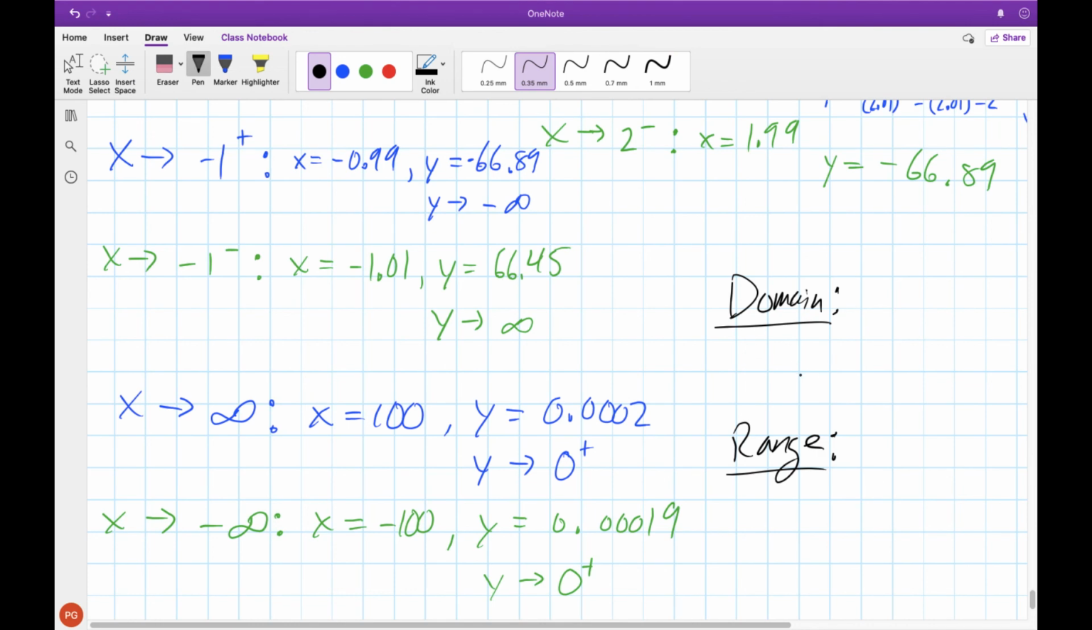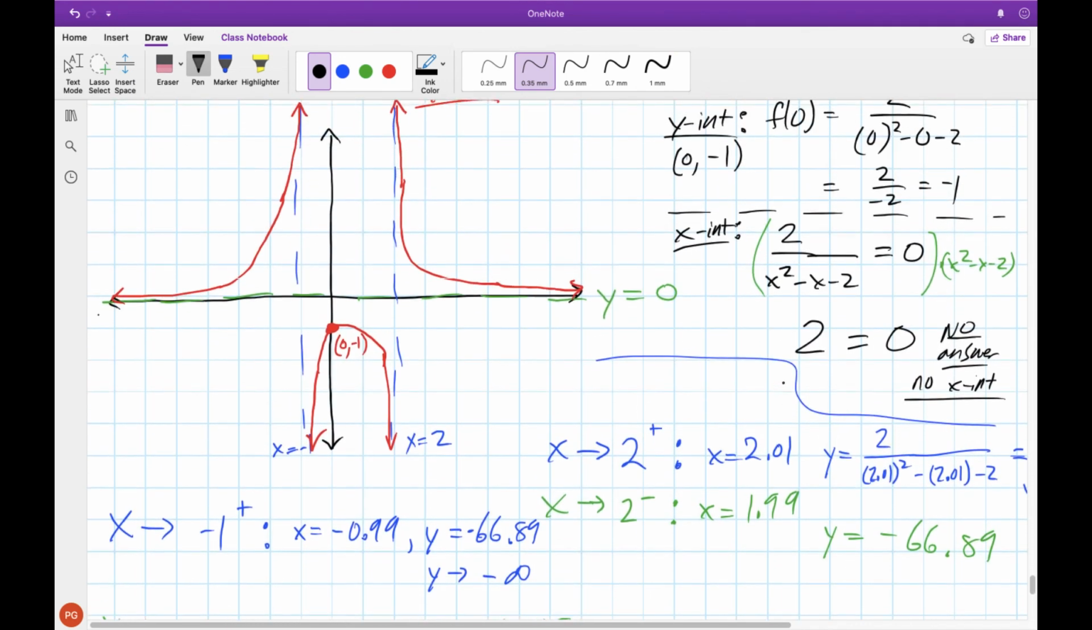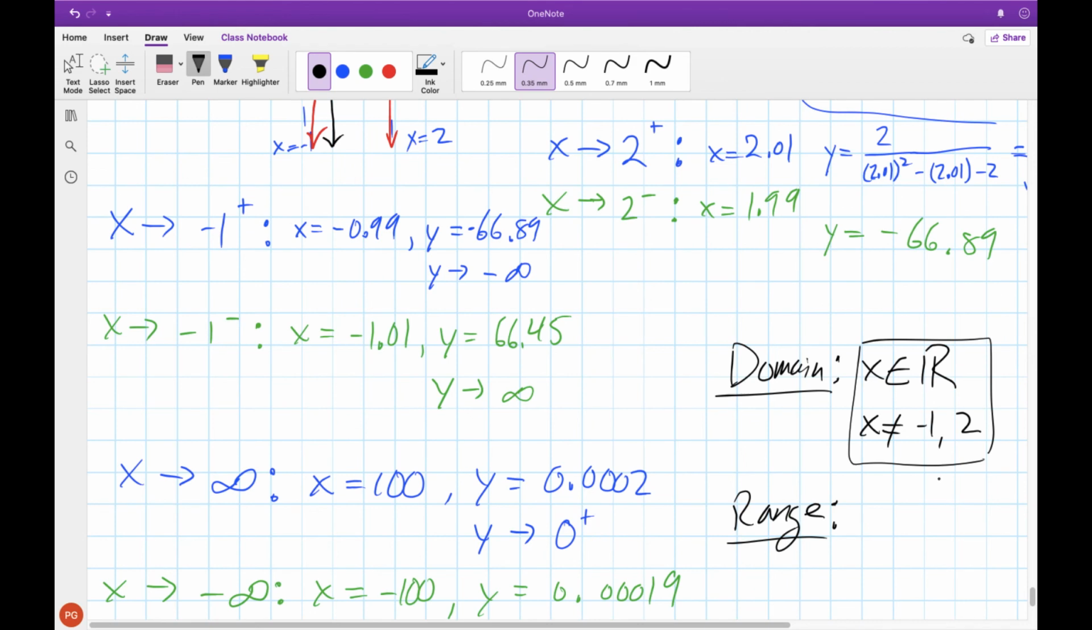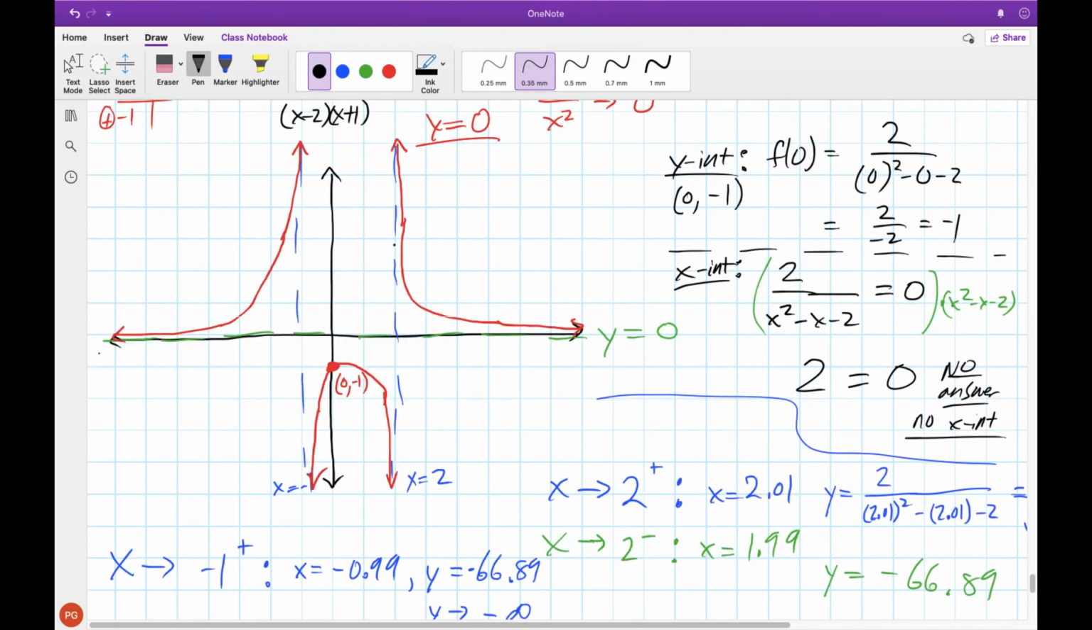To find our domain, we just look and see what x values aren't allowed. So as we scan across here, we see we have no x values at x equals -1 and x equals 2, but everything else in between is fine for our x values. So that would be the answer for the domain. For our range, we'll do the same thing, sweeping from the top to the bottom.